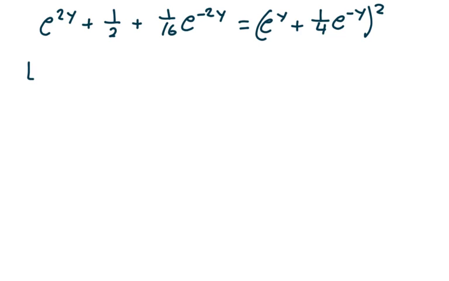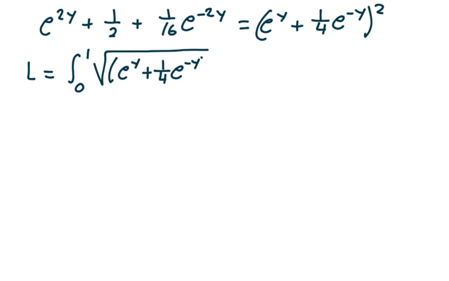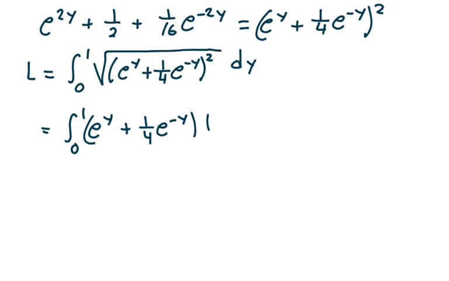It's beautiful because now look what happens. L is the integral from 0 to 1 of the square root of this mess. In other words, it's the square root of e to the y plus 1/4 e to the negative y to the second power dy. So this is the integral from 0 to 1 of e to the y plus 1/4 e to the negative y, this whole thing dy. So this is e to the y minus 1/4 e to the negative y from 0 to 1.